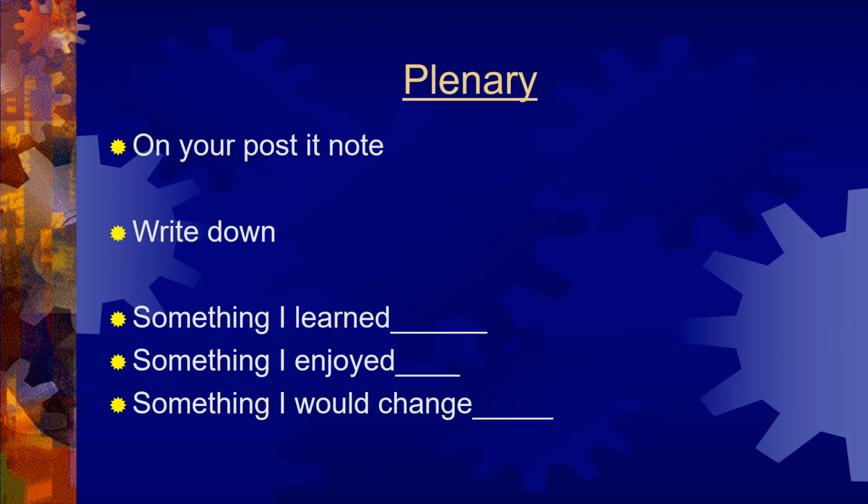Okay, and once you've done all that, just a wee plenary, it says it on your post-it note, but if you want to just do it in your jotter even, what I'd like you to do is just to write down from this PowerPoint something that you've learned, something that you enjoyed, and something that you would change, just for moving forward if there's any changes in particular you'd like to be made for the way that we're currently learning history. Okay, thank you.